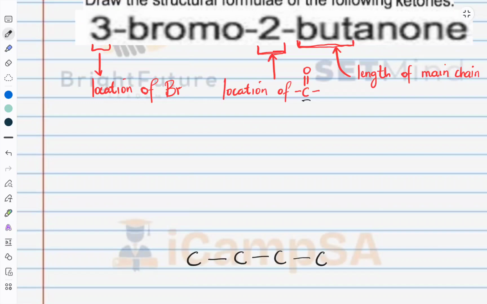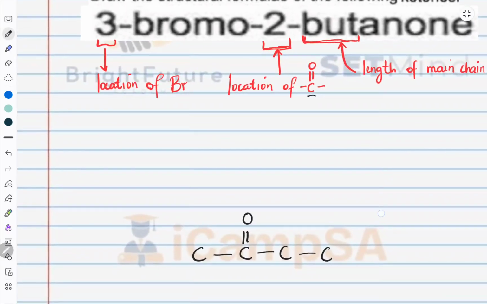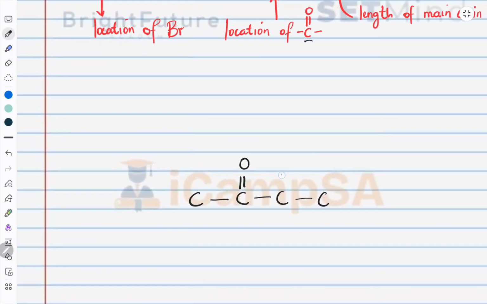So depending on which side you are numbering from, which you can decide, it's your choice here. I'll just say I'm numbering from left to right, so it should be here 1, 2. This is carbon atom number 2. And then from here, where is our bromine located? It's on carbon atom number 3, so I can put it here, Br.